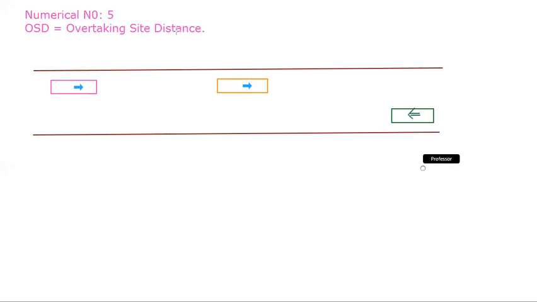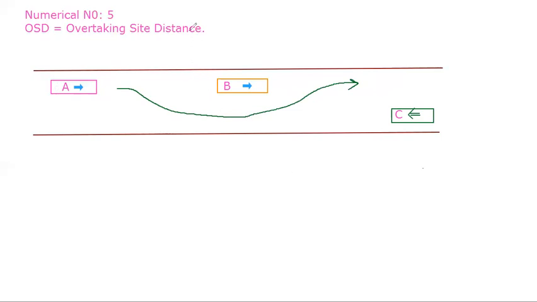So this is your vehicle A. This is your vehicle B. And this is your vehicle C. So these three vehicles, A, B, C, are there. Now vehicle A needs to overtake vehicle B. Vehicle A will overtake vehicle B and it will shift again this way. So that's why this type of overtaking is required here.